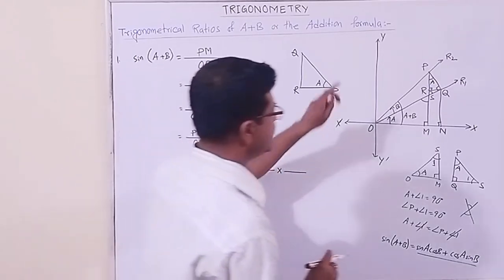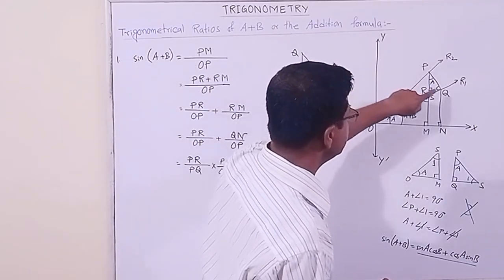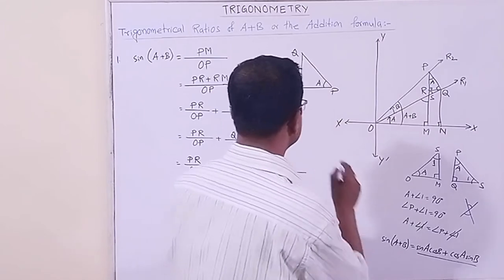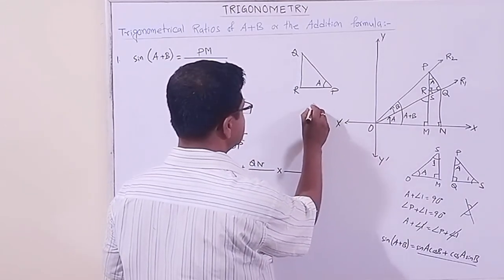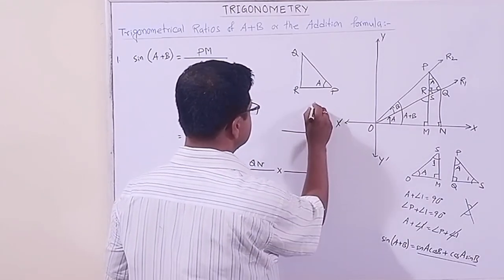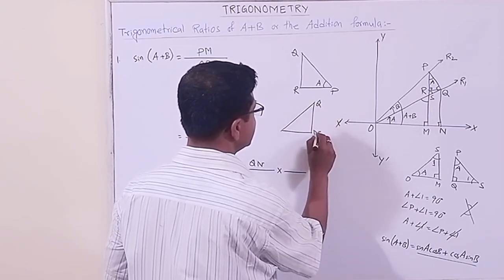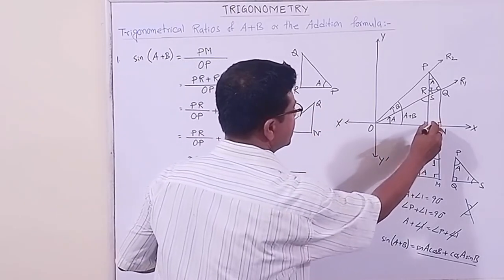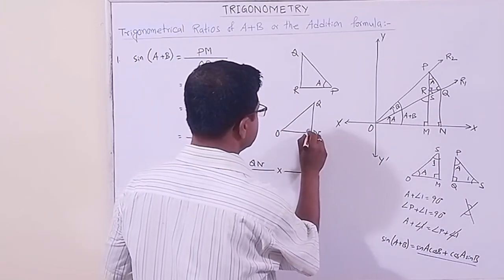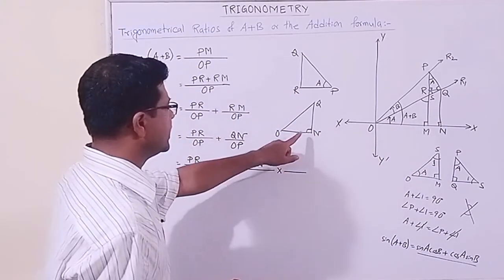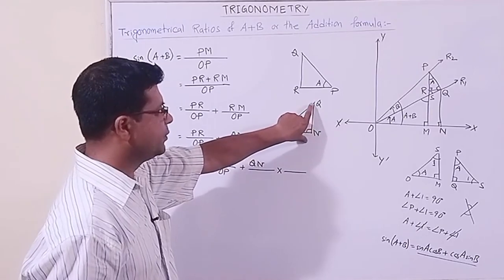What is QN here? You see, QN is in which triangle? Again I am drawing the triangle. This is QN, this is the perpendicular and it is O. This is 90 degrees. In this triangle QN is your perpendicular.